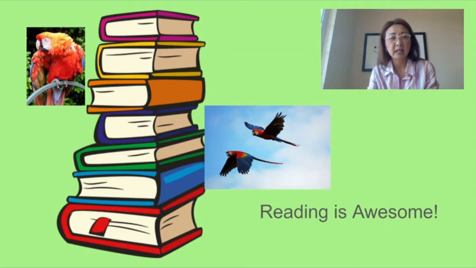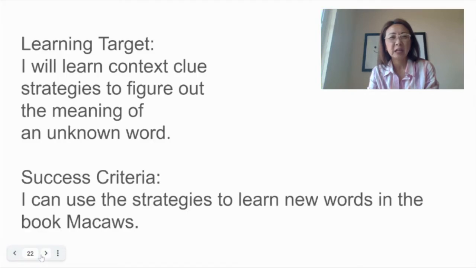In this lesson, our third lesson together, we are going to continue to explore our McCaw's book, the informational text that we've been reading. Our learning target today is: I will learn context clue strategies to figure out the meaning of an unknown word. In our success criteria: I can use the strategies to learn new words in the book McCaws.